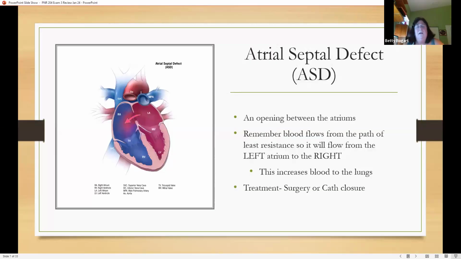ASD, VSD, how do we take care of it? Well, many times we let these children grow out of it. Many times it can't grow out of it, it's too big. So we might do surgery.